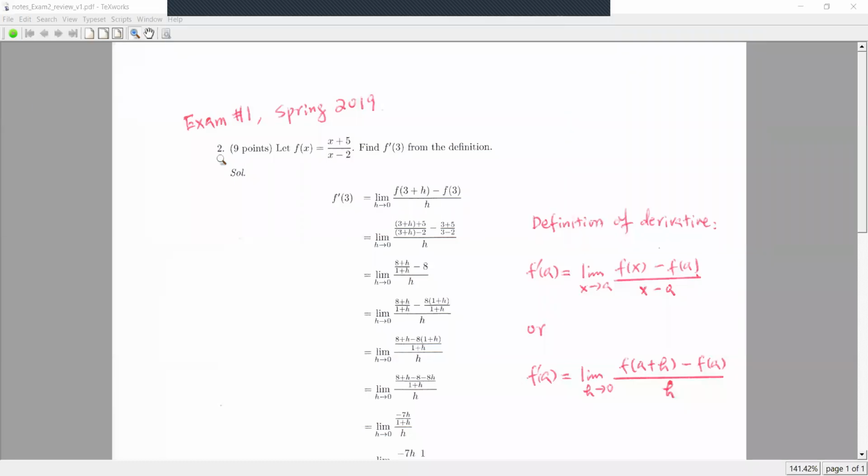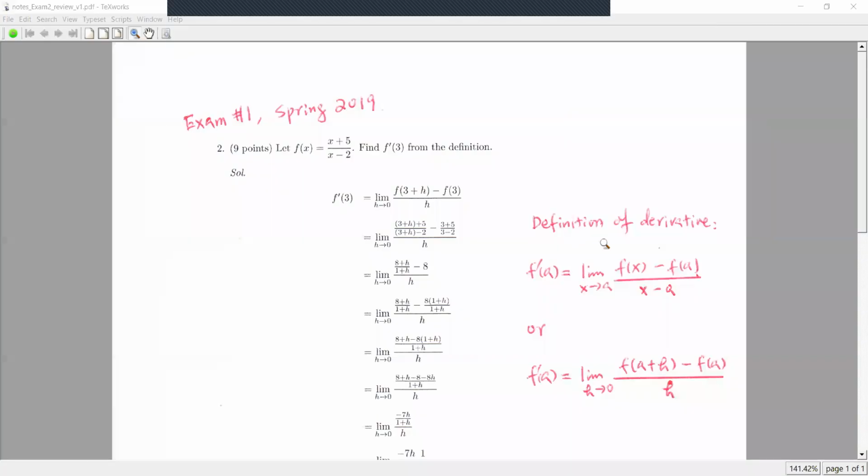This is problem number 2 from exam number 1, spring 19. This problem belongs to section 3.1. Let f be this function. Find the derivative of function f at point 3 from the definition.